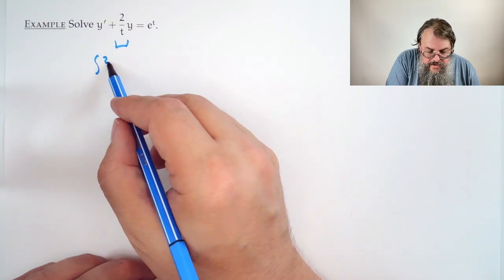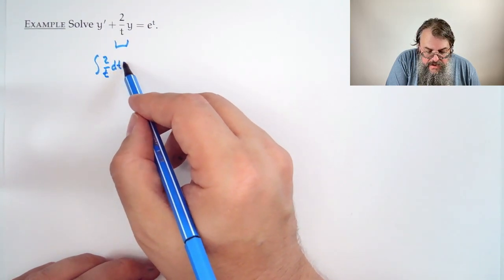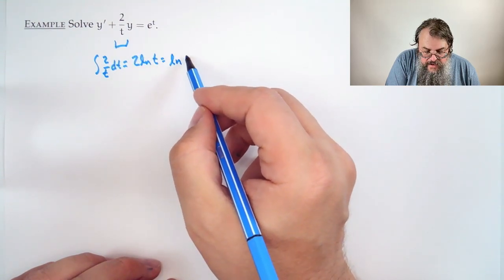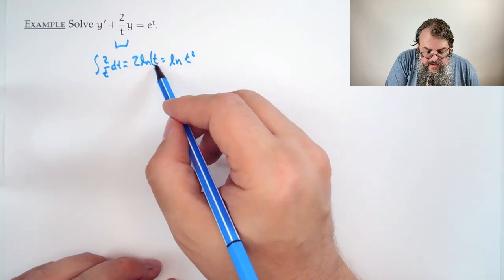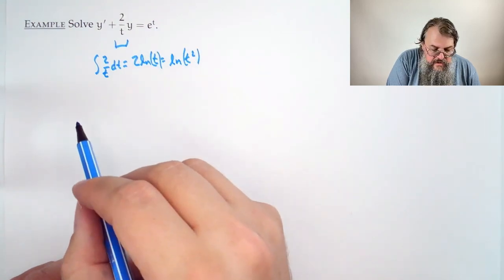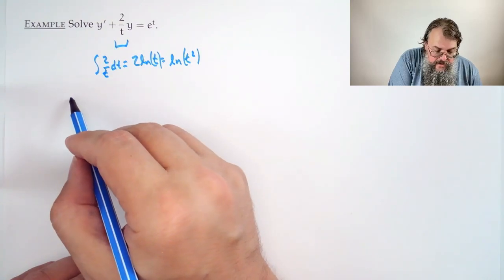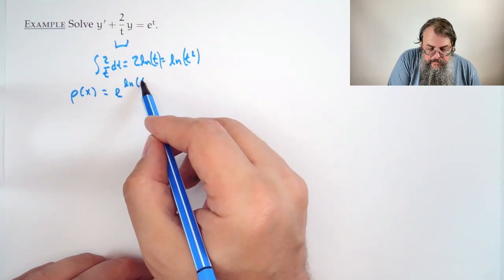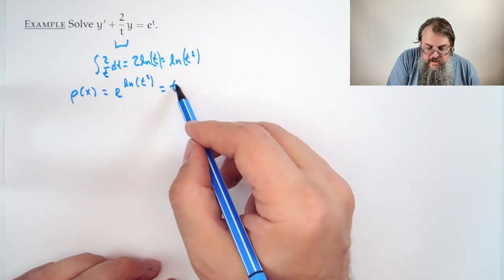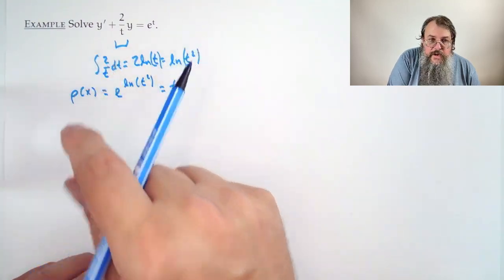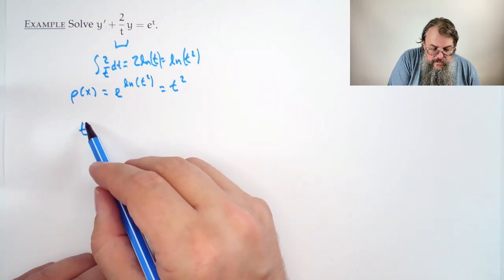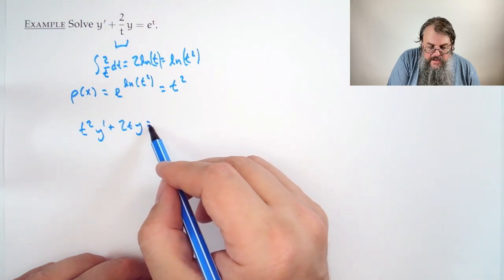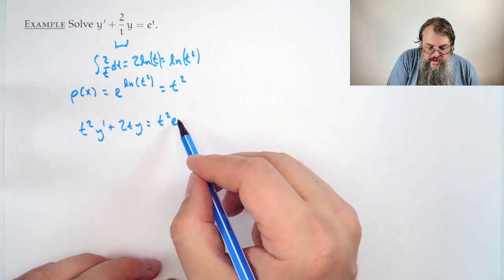The integral of 2 over t will be 2 natural log t, which is the same as natural log of t squared. And so we say, all right, well, that just means our integrating factor, our rho of x, if you will, which is e to that, is going to be t squared. So multiply everything here by t squared. We get t squared y prime plus 2t y equals t squared e to the t.